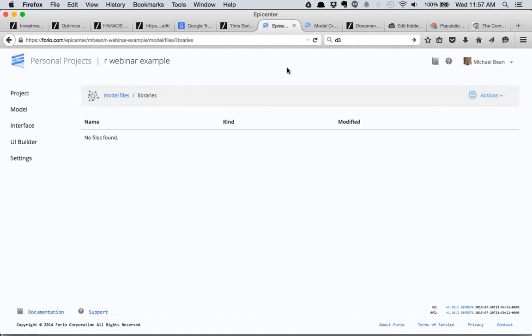What Epicenter provides beyond that is hosting. I believe that the RStudio folks provide some hosting for Shiny in some packages, but again, I'm a little bit fuzzy on all the details about things that Shiny does.